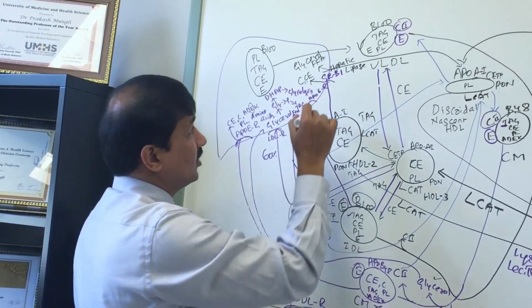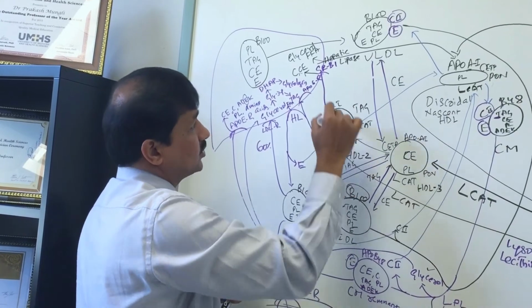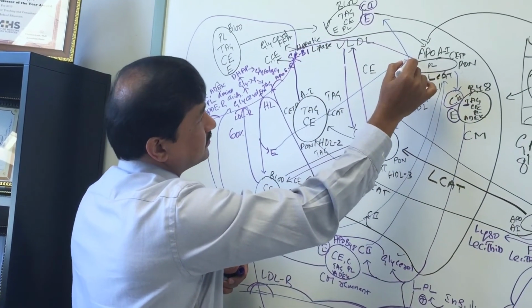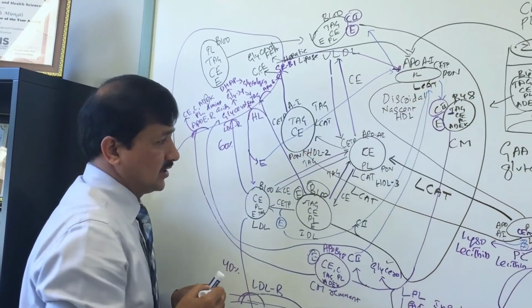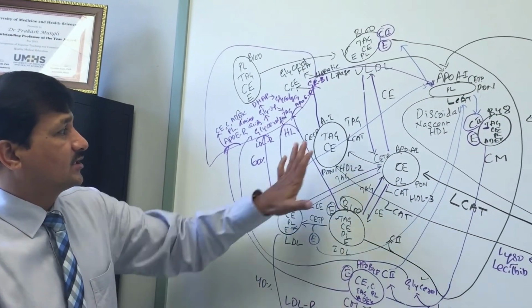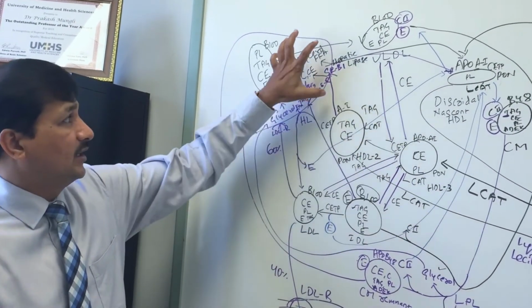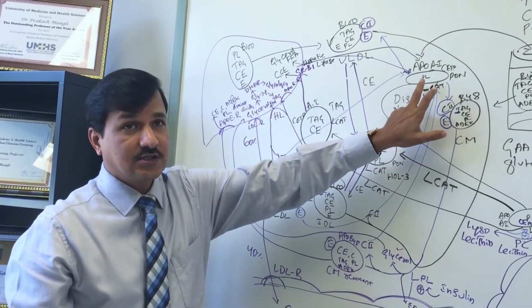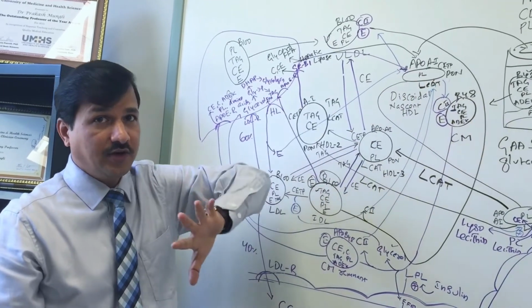So at the end of it all, what happens to your HDL2? HDL2 is coming back as nascent discoidal HDL. It means cholesterol ester and triglycerides are taken by the liver and the rest of the molecule is released, and that is the nascent discoidal HDL molecule. That's one fate of it.